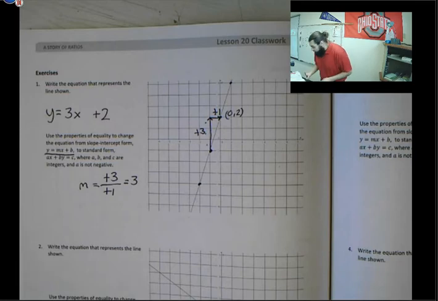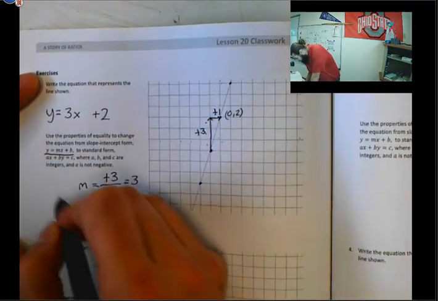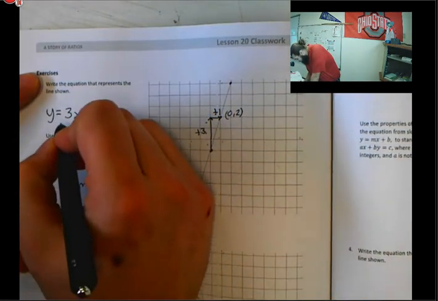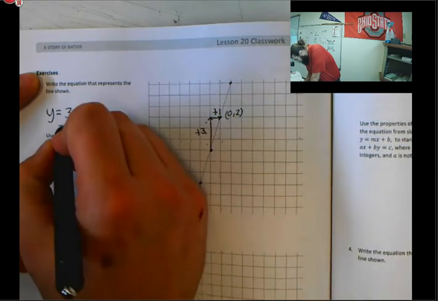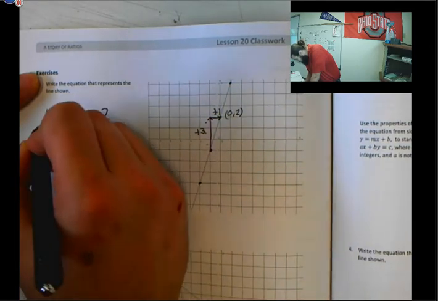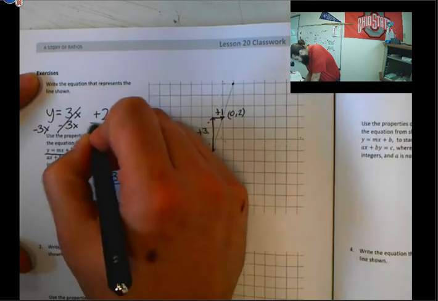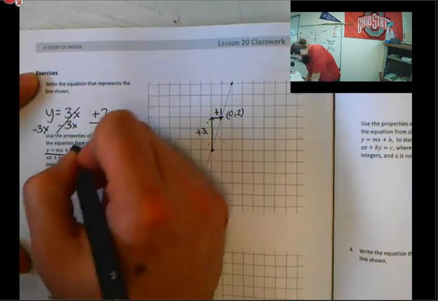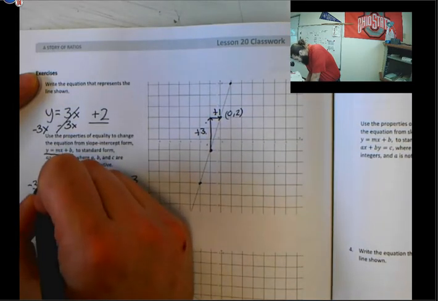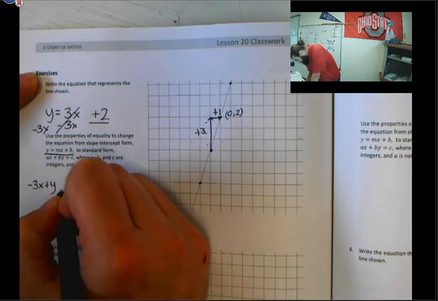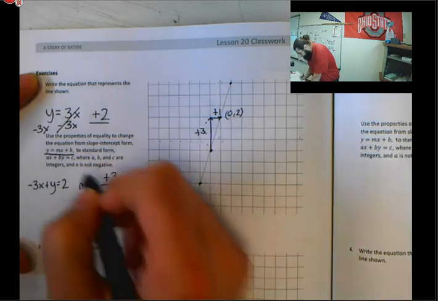So as we are moving the x value, essentially our first step is going to be subtracting 3x from both sides. That eliminates x over here. That leaves us with a positive 2 on this side. And so now over here we have negative 3x plus y equals positive 2.